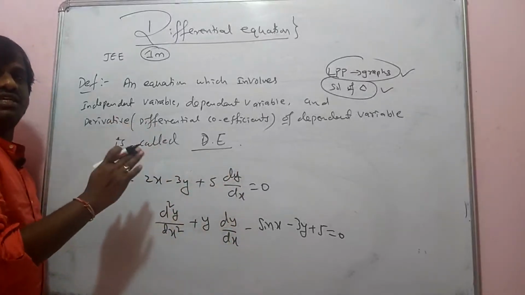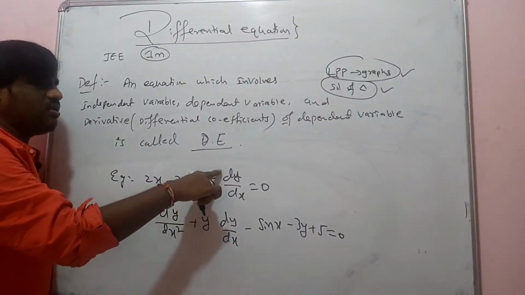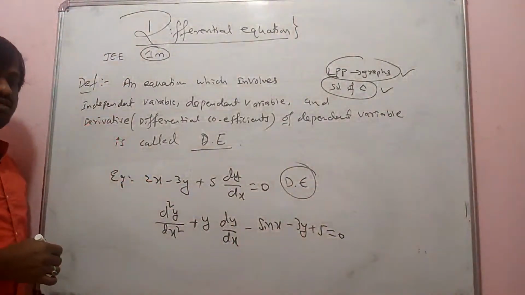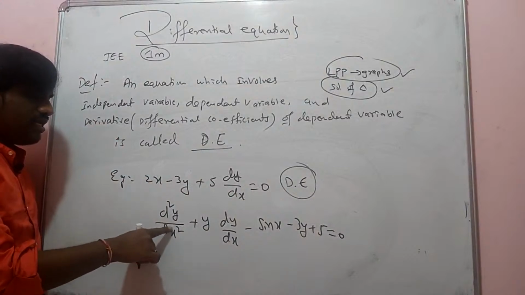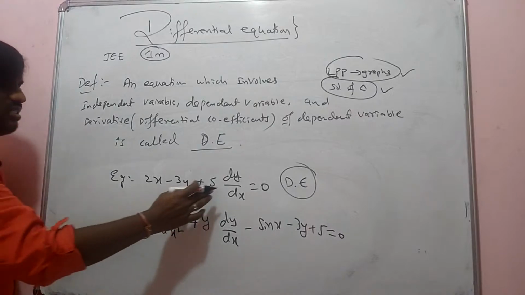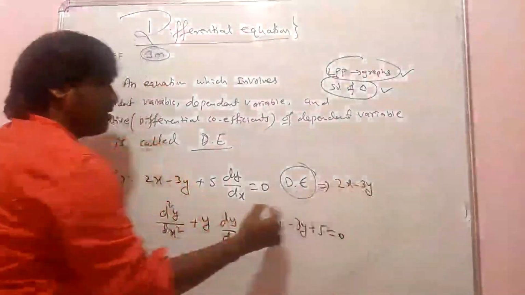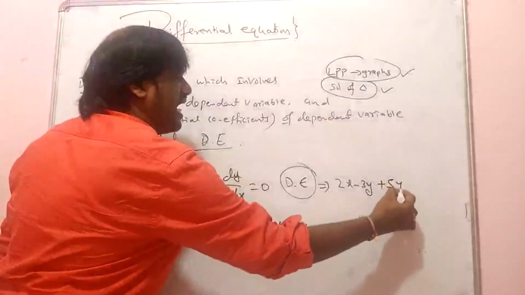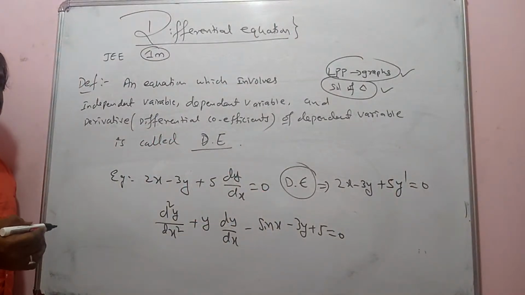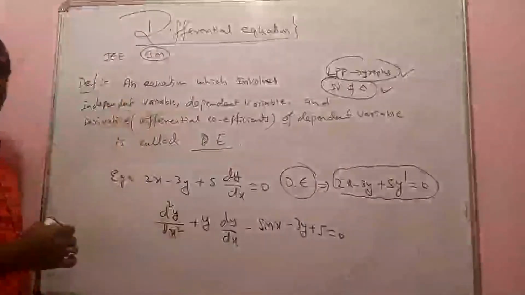Such kinds of equations are called differential equations. Like 2x minus 3y plus 5 into dy by dx, it is a differential equation. This is a differential equation. What is the meaning of d2y? d2y means y double dash. This can also be written another way: 2x minus 3y plus 5y dash is equal to 0. Such a format is called a differential equation.